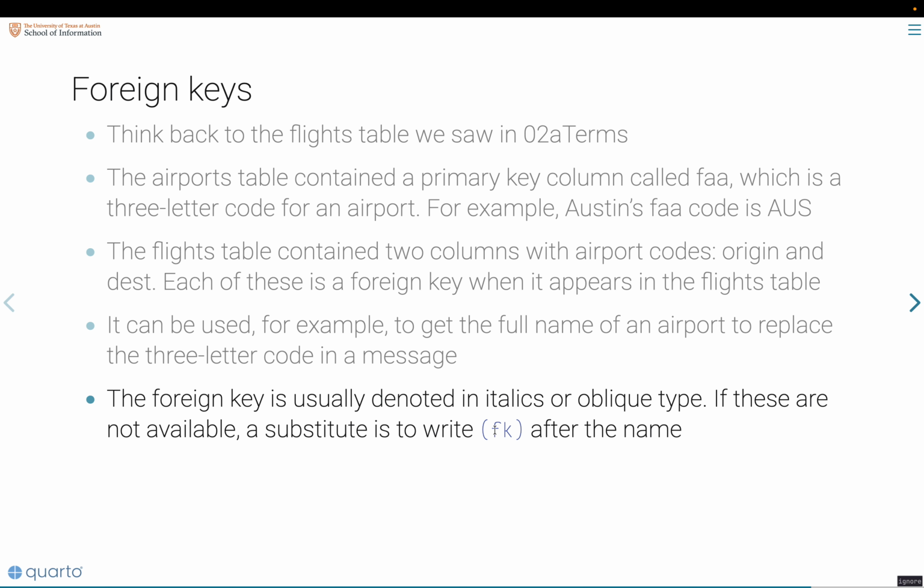And I should also mention that primary keys are usually underlined, but if that's not available, writing PK in parentheses after the name is an alternative.